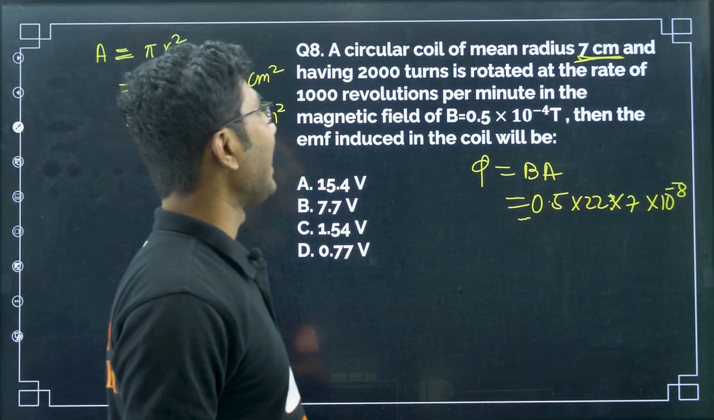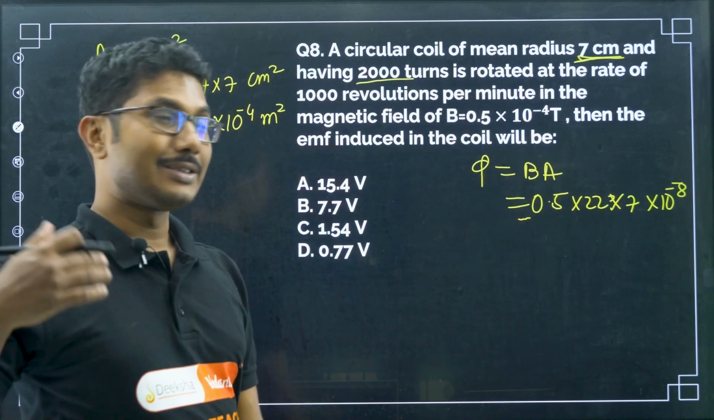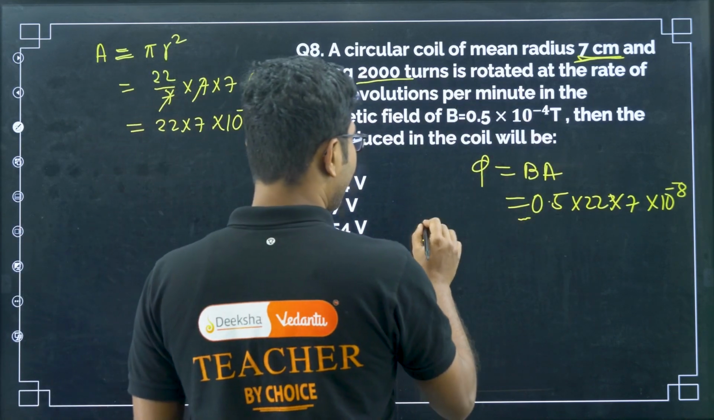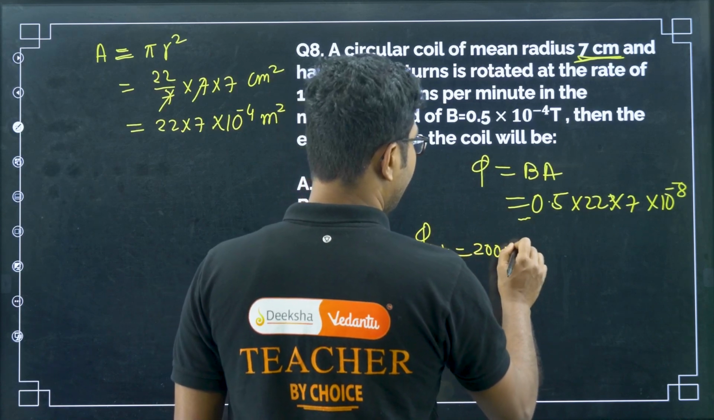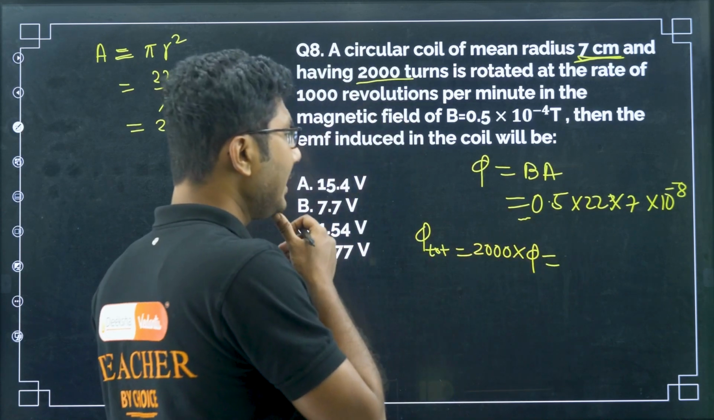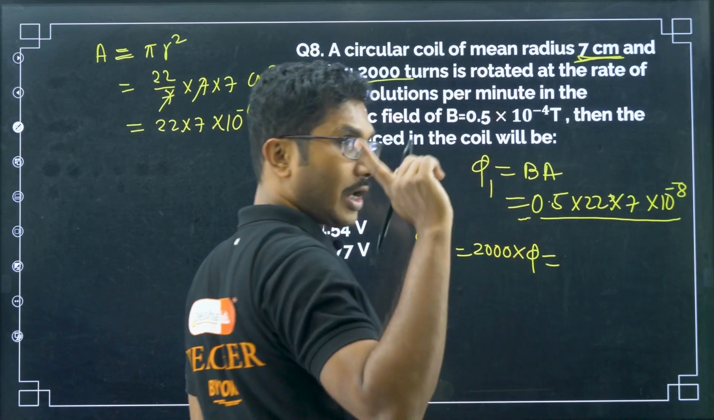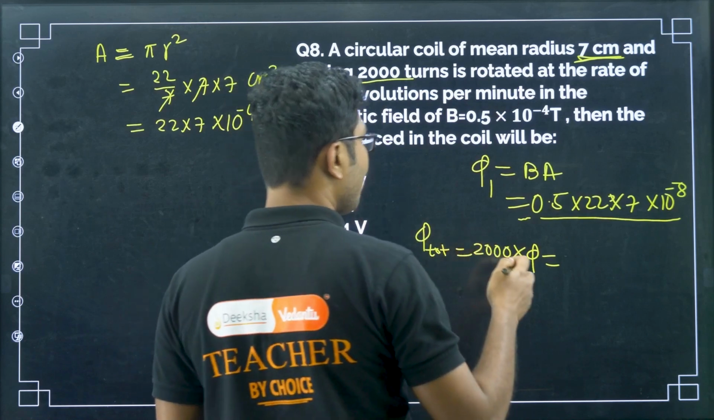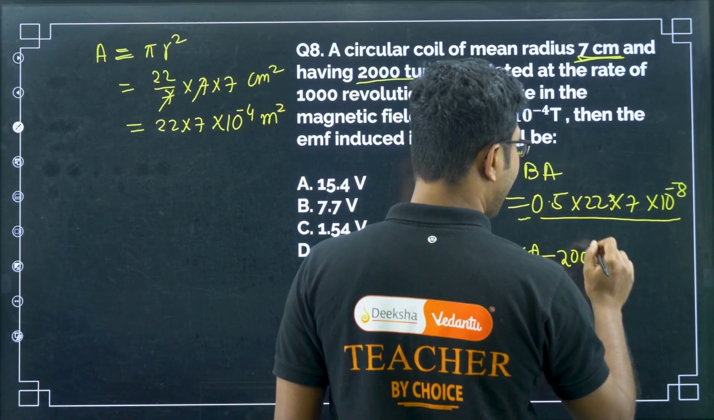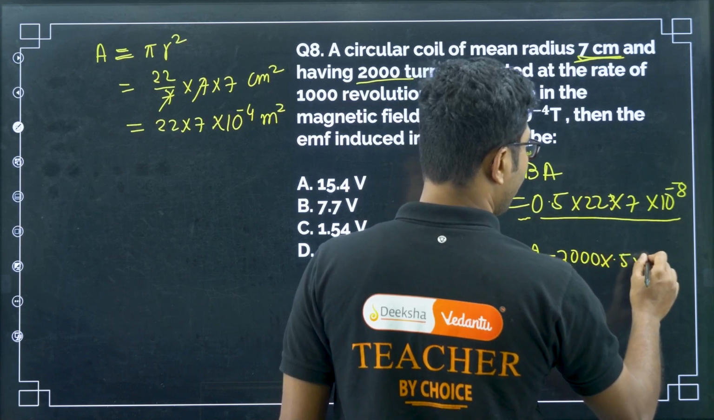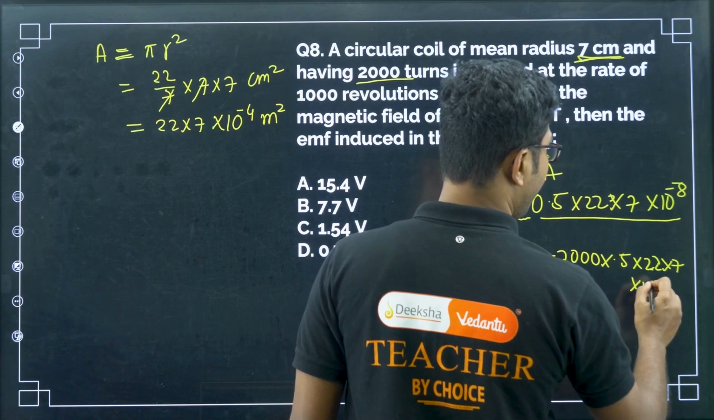Now, what they have said is that the total number of turns is 2000 turns. So, total flux will be 2000 into phi, right. So, total flux is N phi. This is for only one loop, so for N number of loops you have to multiply it with 2000 turns. So, 2000 into 0.5 into 22 into 7, this into the power of minus 8.